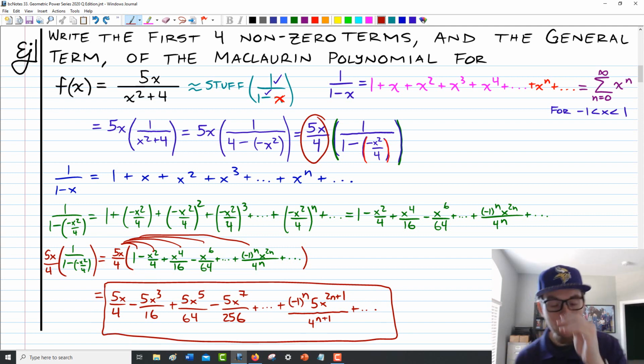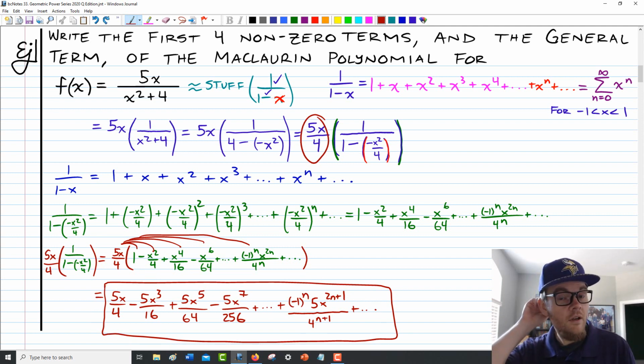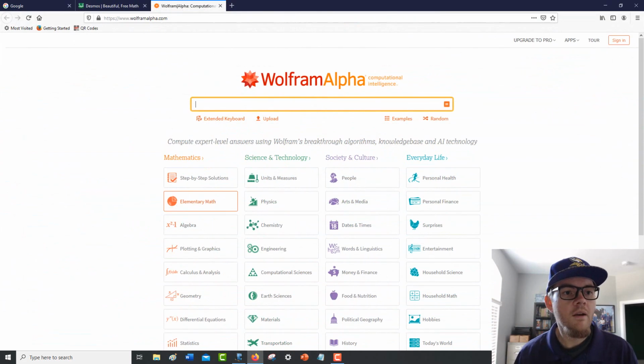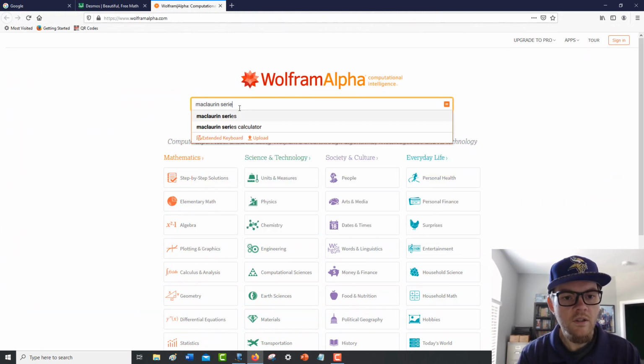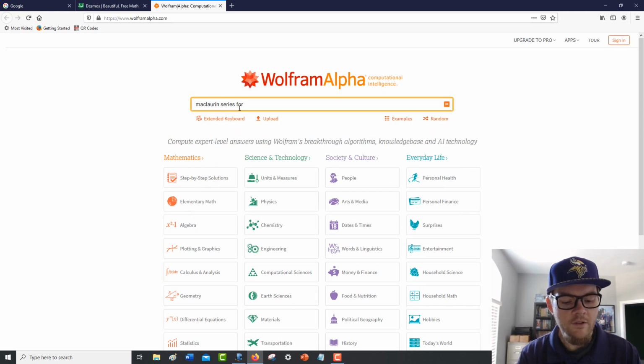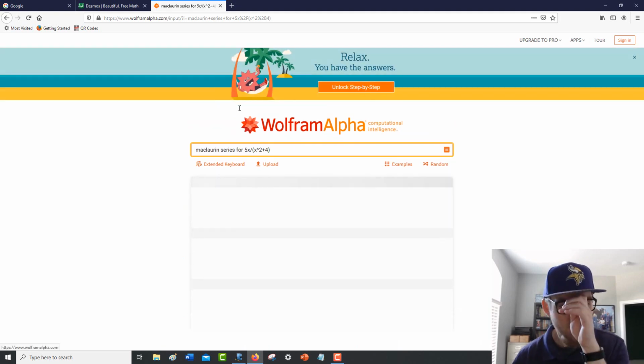Now, having said that, because I modified this problem a couple different times here, I haven't checked the answer, so let's go make sure that our answer is correct. We do have the benefit of Wolfram Alpha, so let's write out the Maclaurin series for 5x divided by x squared plus 4. Let's see what we get here.